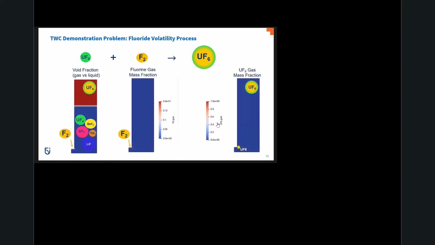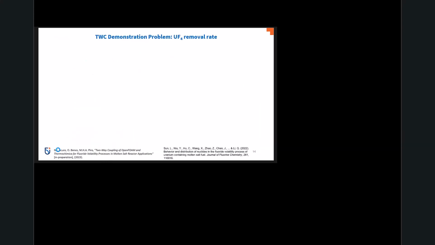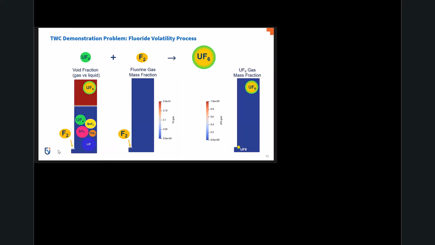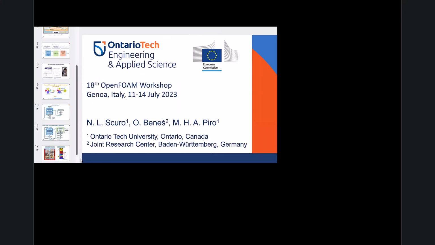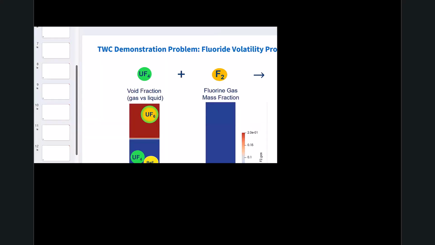So as I said, we are going to vaporize UF4 to UF6. Here is a very simplified, oops. It's not working. Can I minimize the presentation just to show? Let me try. So the previous animation here was what you saw.